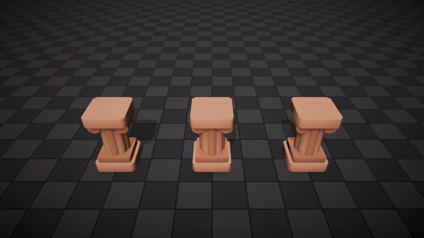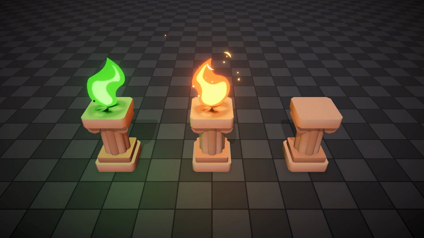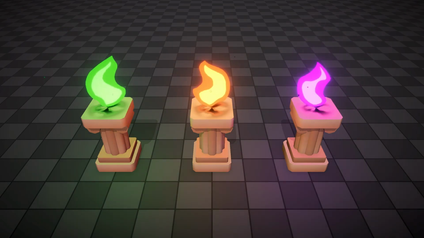With all that done, I think it's time we revisit our starting question. Which of these is the most correct fire? Well, you tell me.